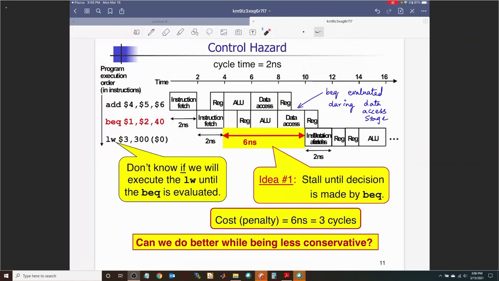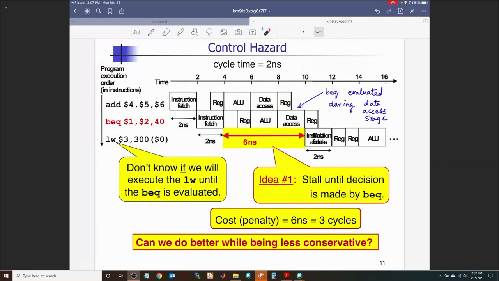The issue being, I don't know if you want to work on the load word instruction or whatever is present at this particular offset, right? So PC plus 4 plus this offset will give you a branch destination. So I don't know whether you want to work on load word or that branch destination until 10 nanoseconds. So stall. That's idea 1. Not a very elegant solution, but that's an idea. That's our idea 1. Stall until the decision is made.